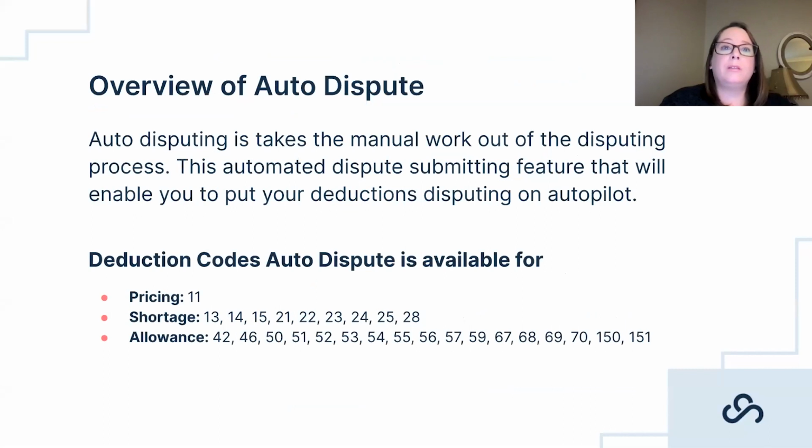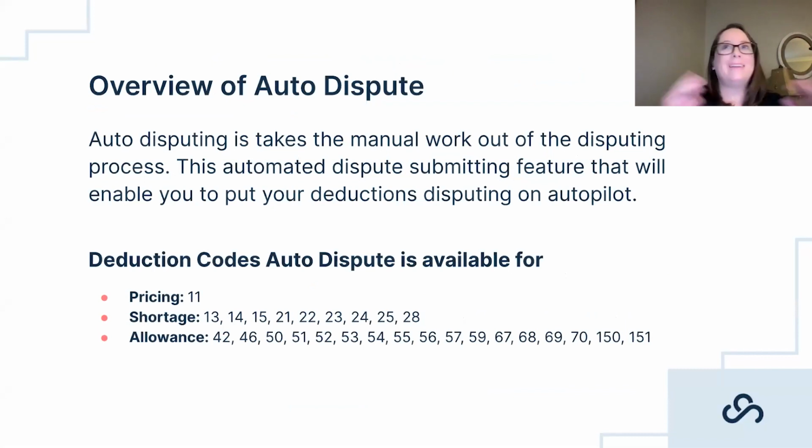So along with individual disputing of the invalid allowance codes, we have also added the ability for you to use our auto disputing feature for the codes that you see listed here on your screen. So we're going to take a look shortly at how you can set up our auto disputing feature in SupplyPike, and then also how you can include your invalid allowance deductions in your auto disputing settings.